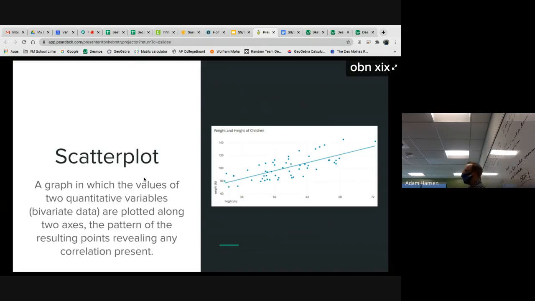There's a direct correlation. As one variable increases, so does the other. As heights go up, so does the weight. If there's a negative correlation, that's just the opposite. As one variable increases, the other decreases.